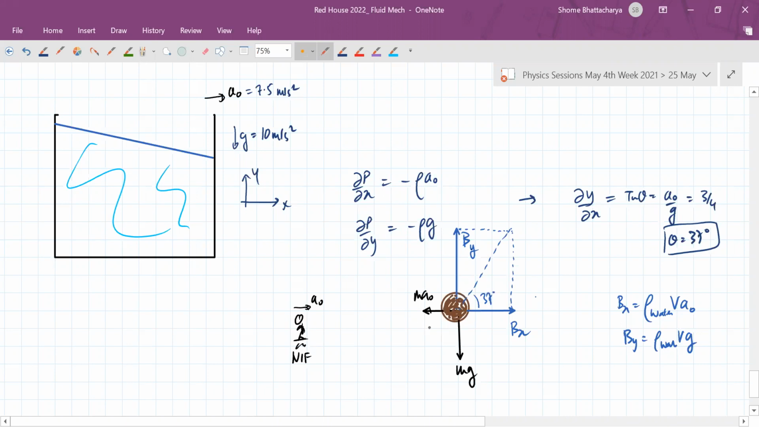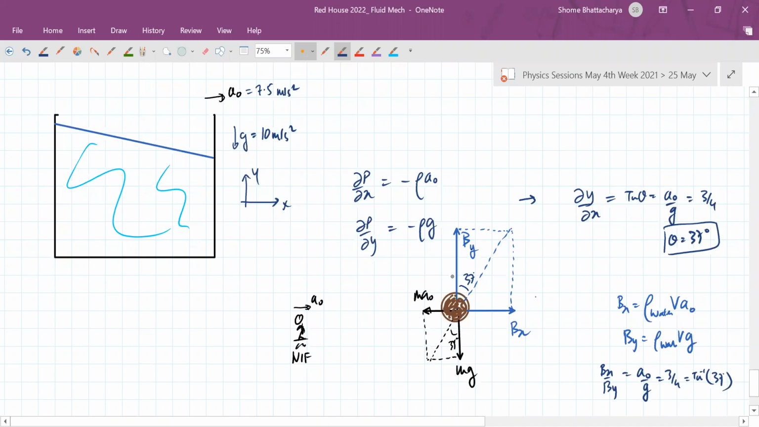Okay. And the resultant of these two will also act along the same angle. Sorry, this is not 37. The angle with the vertical is 37. So this is clear why, because you can see that this tan theta is bx by by, and here also tan theta is a naught by g. So you can see that bx by by is equal to a naught by g, equal to 3/4, or tan inverse 37.